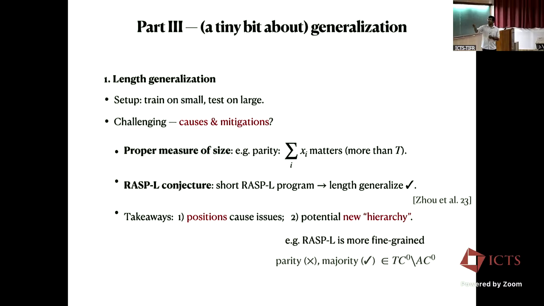And this is RASP-L, 23, but there is even follow-up work. Apparently this obtains the tightest bounds. You can show, basically, it gives the tightest hierarchy for these transformers. It's something called CRASP, which is also another programming language, which naturally aligns with transformers. Okay, so if you're interested, take a look. That's for the length generalization.